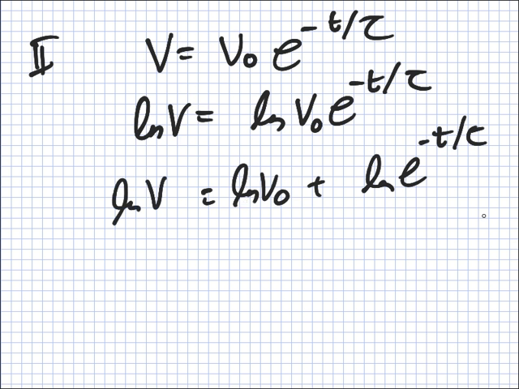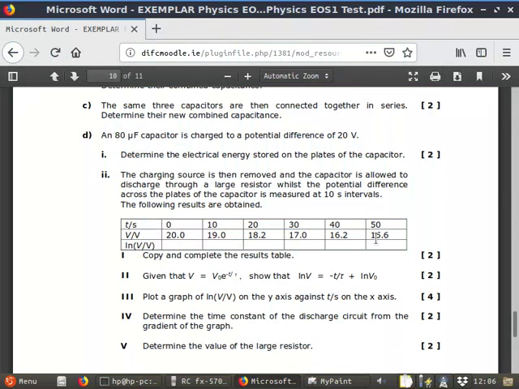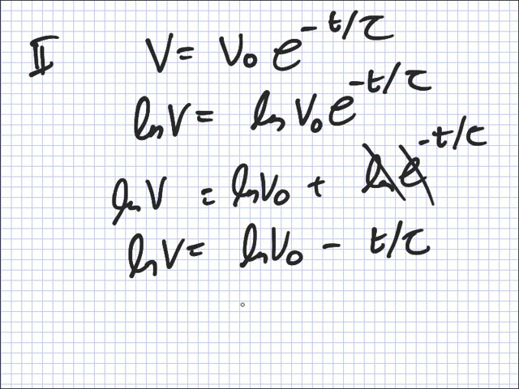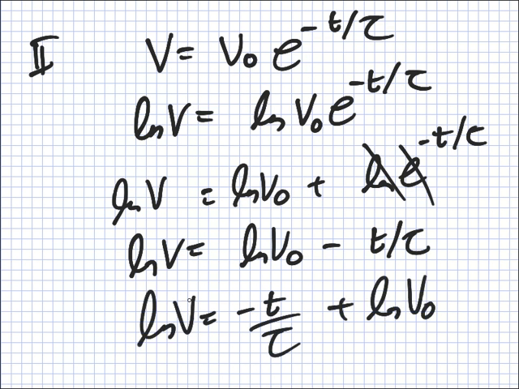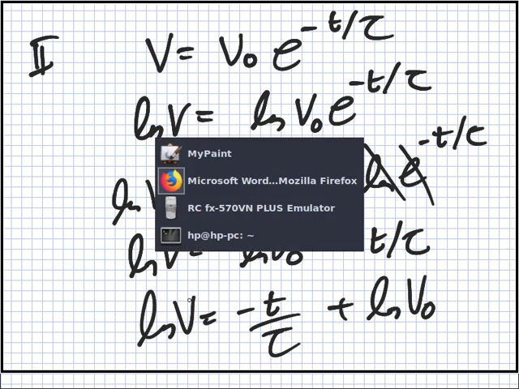Now I can do what you said. You can either say log e is 1, or you can do what you said and bring that down. It's the same thing, they basically cancel. So you get log V equals log V0 minus t over tau. This probably matches up perfectly, well nearly, they just wrote this part in the front: minus t over tau plus log V0. Yeah? Same proof, is that what you mean? Yeah.